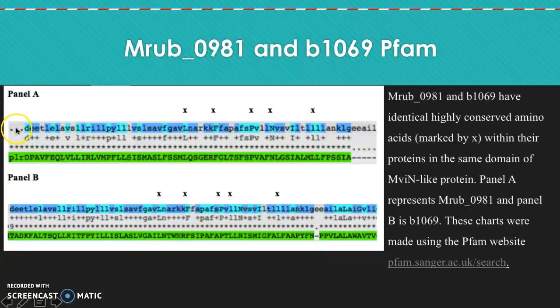We have the HMM consensus sequence and the regular protein amino acid sequence for both M. ruber and E. coli. And I placed X's above the conserved amino acids between the two species. They aren't lined up properly, but I tried my best to make it look like they're identical.